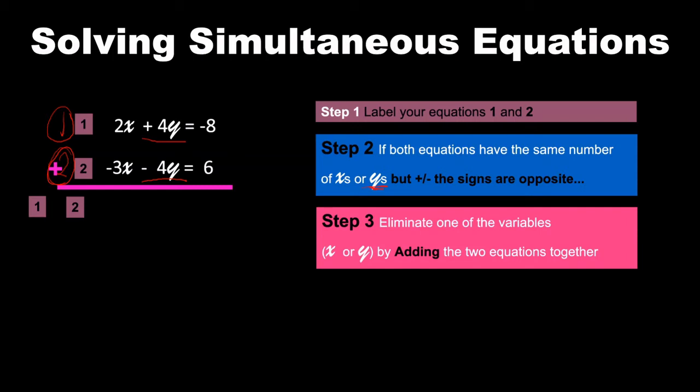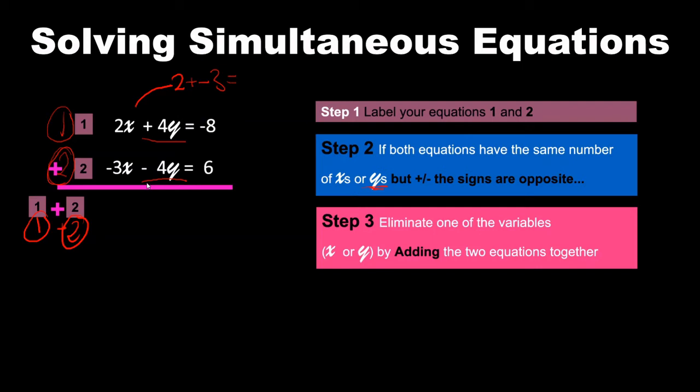Again, I'll label my working, so I've got equation 1 plus equation 2. Again, if you're handwriting this, that will be a 1 with a circle around it, plus a 2 with a circle around it, and next to that we'll have our answers. We're going to do 2x plus negative 3x. When you add like terms together, we add the coefficients. So positive 2 plus minus 3.